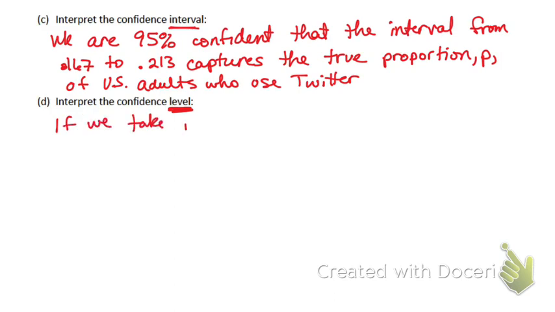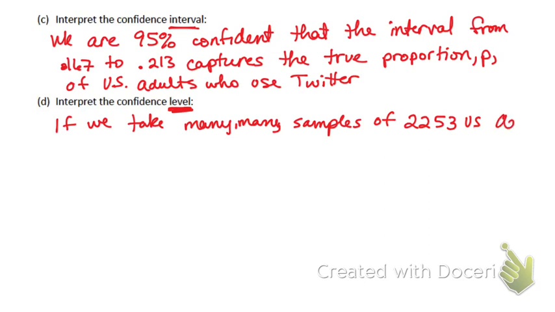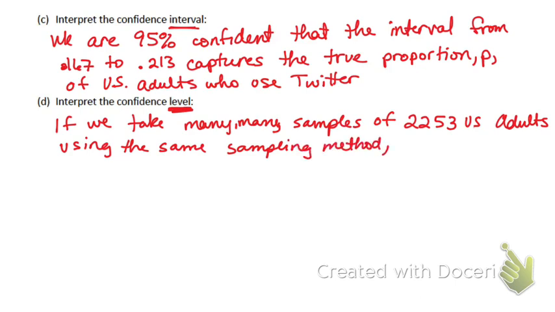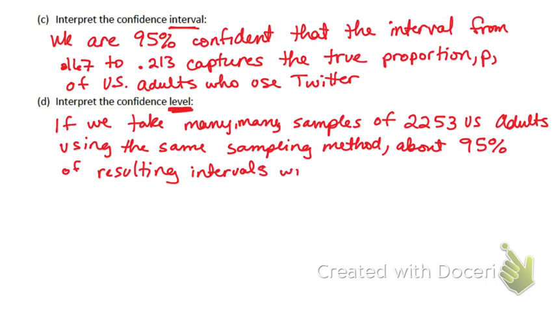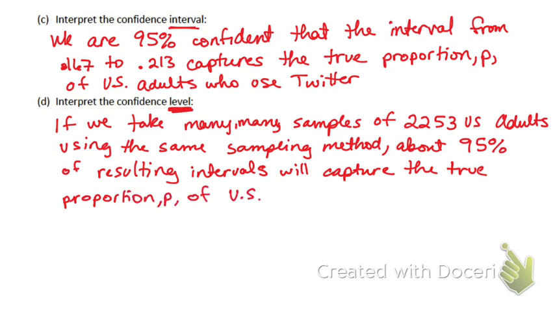If we take many samples of 2,253 U.S. adults using the same sampling method, about 95% of resulting intervals will capture the true proportion P of U.S. adults who use Twitter. Hey, do you guys notice that both of these sentences end the same way?